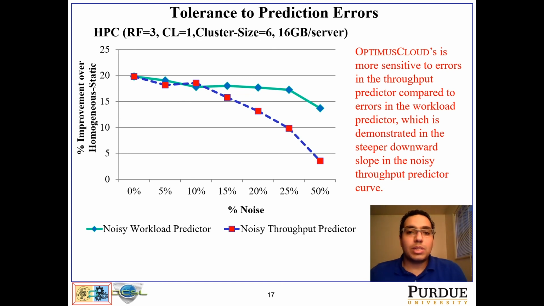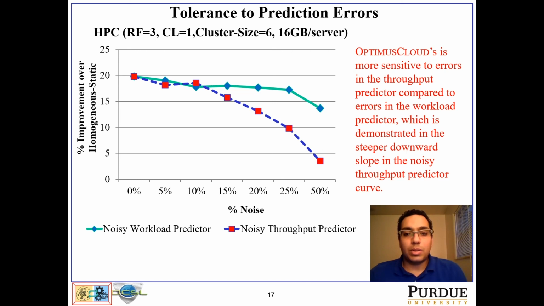The reason is that a slight deviation from the optimal configurations that is proposed by the performance predictor causes a significant reduction in performance per dollar. On the other hand, slight errors in the workload predictor cause Optimus Cloud to reconfigure either earlier or later than it optimally should, but still achieves the gain of the overlapped duration between the actual and the predicted workloads.